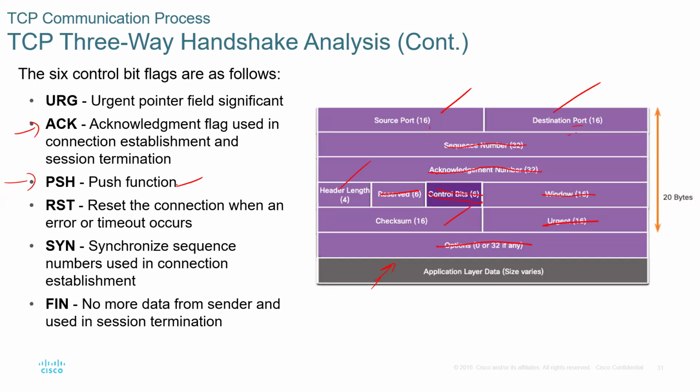All right, so we're talking about the push function. Like I was saying, it's just a control bit which tells the transport layer that this information needs to be moved to the application layer as soon as possible, basically. Then the reset is used to reset a connection when there's an error or there is a timeout.